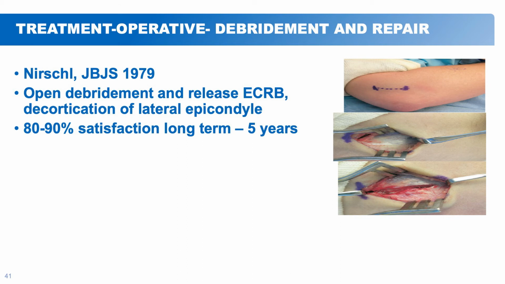As for operative treatments, if you do fail non-operative management, you can proceed with debridement and repair. This procedure was coined by Nirschl back in 1979, which is what it is named after, the Nirschl procedure. It includes an open debridement and release of the ECRB, your extensor carpi radialis brevis, which is often involved, and then decortication of the lateral epicondyle. The lateral epicondyle is the outside bony prominence where this tendon attaches, and so you almost provide irritation to that bone there.